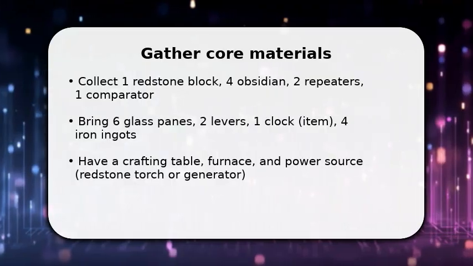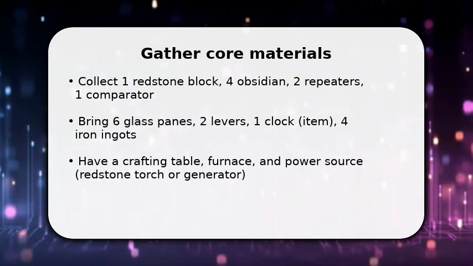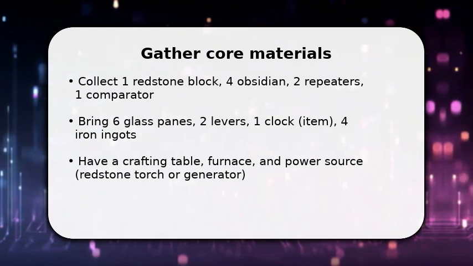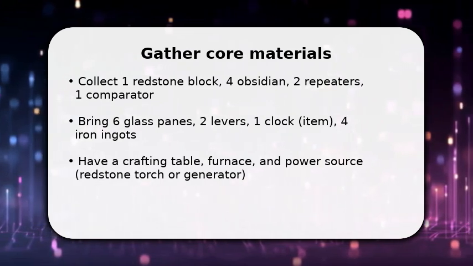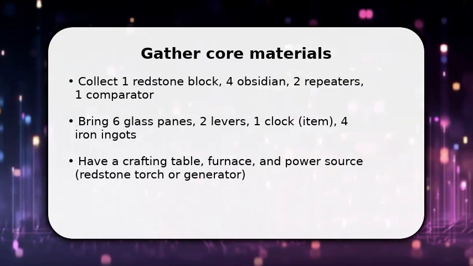You start by assembling the essential components for the time machine frame and power core. First, craft a clock item and smelt iron while stacking redstone blocks. This creates the timing element and energy reservoir. Place obsidian for a stable frame base so the structure resists explosions and physics changes.